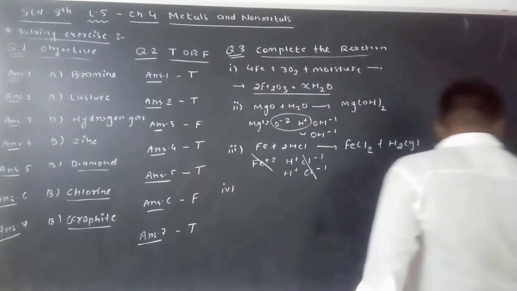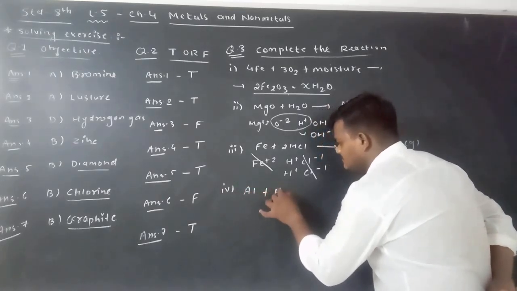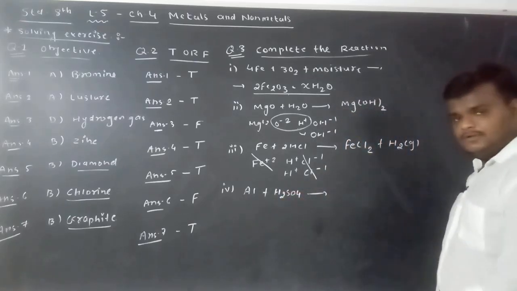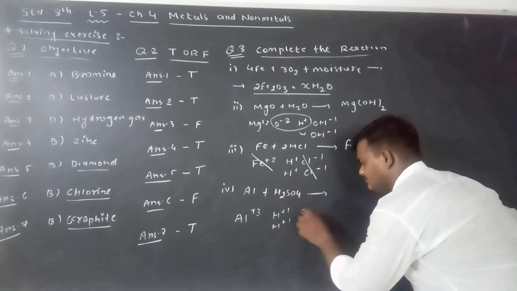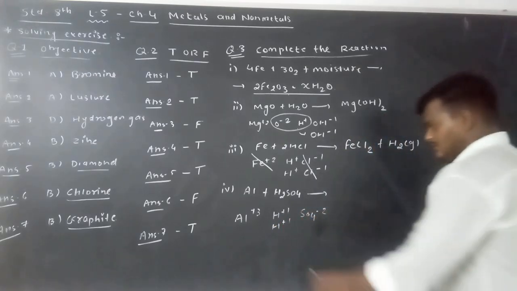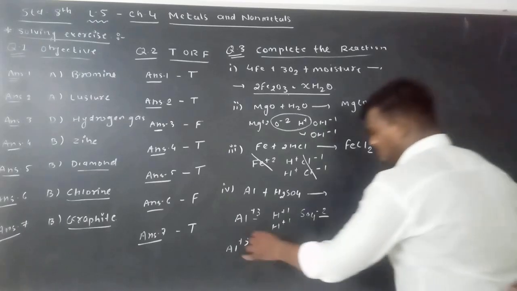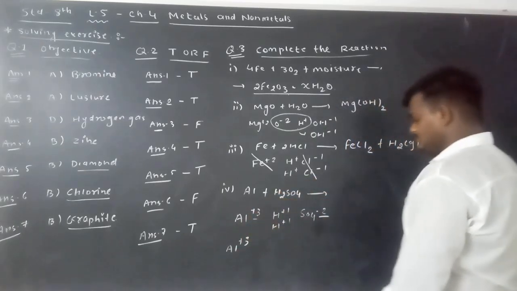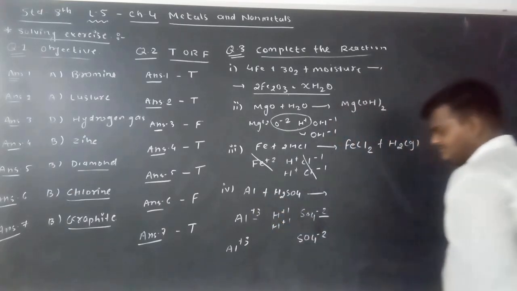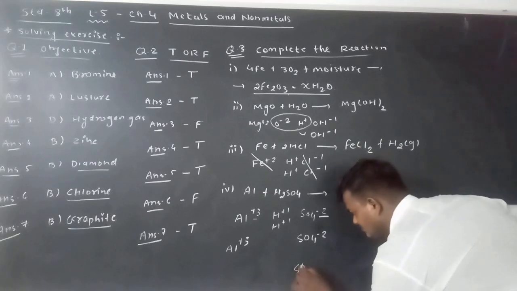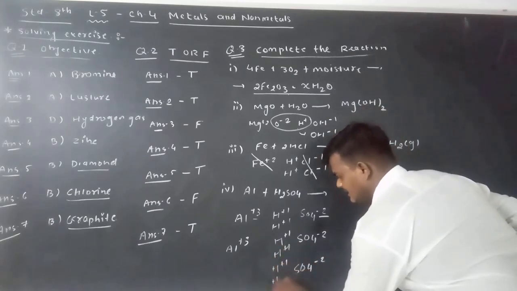The fourth reaction is given to you: the reaction of aluminium with H2SO4. So aluminium plus H2SO4, what does it produce? Look here, aluminium has valency +3, while in H2SO4, H is +1, H is +1, and SO4 is -2. When I take one aluminium, it is not neutralized, as this is +3 and this is -2. So we have to take one more aluminium, and here we have to increase SO4 -2. Again this will not be neutralized, because +3 +3 is +6 and -2 -2 is -4. So again I am taking SO4 -2. With each SO4, two hydrogens come as a bonus, so here H+1, H+1.